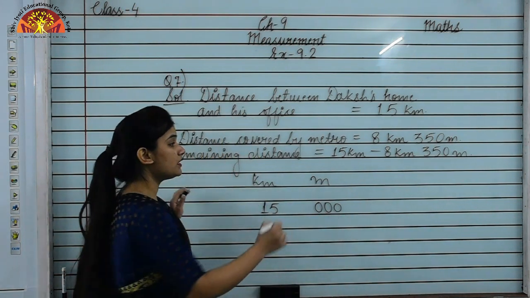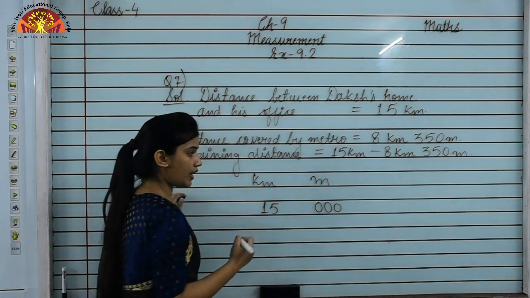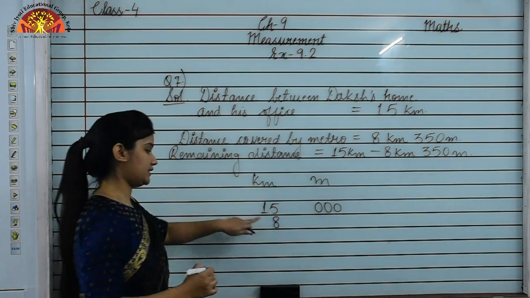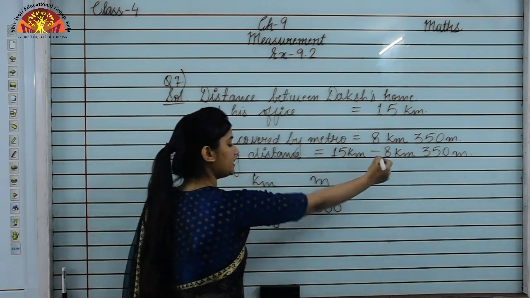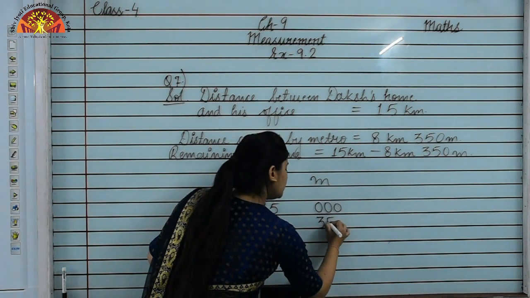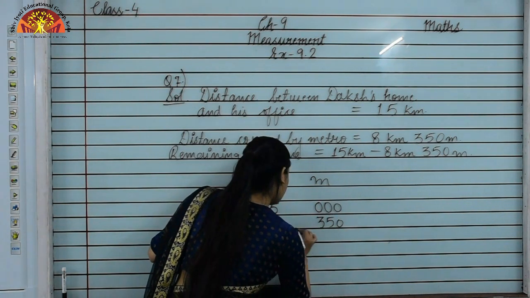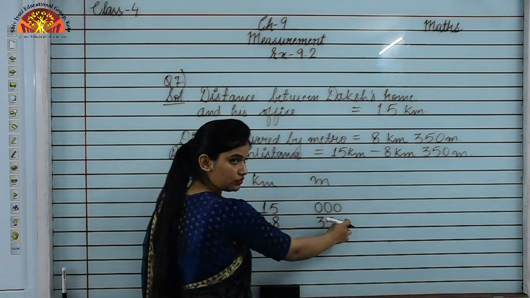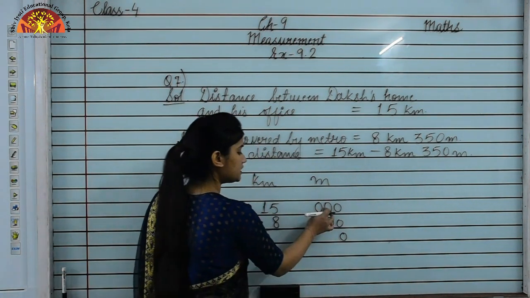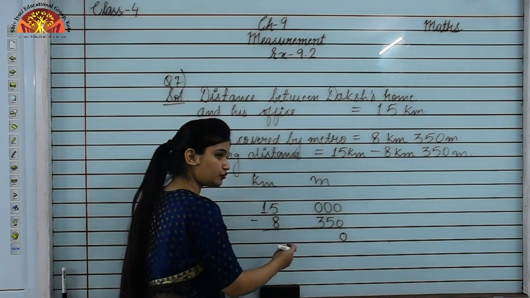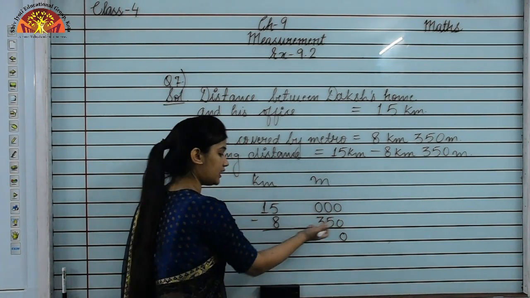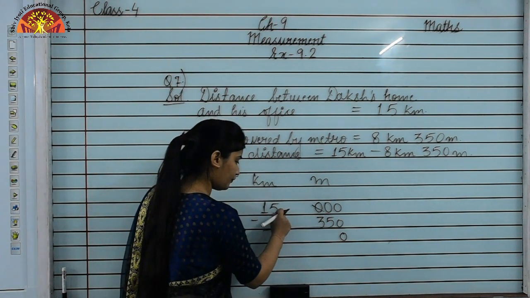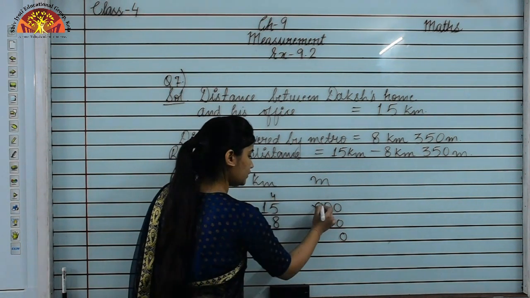Okay students, now the next number is we are subtracting 8 kilometer. So now in kilometers we will write 8 and 350 in meters. So I will write 350 here. Okay, now we have to subtract them. 0 minus 0 will be 0. 0 minus 5 not possible. We have to borrow 1. ये भी 0 है. Again we will come to this 5. We are borrowing 1 from 5. It will be 4 and it will be 10.